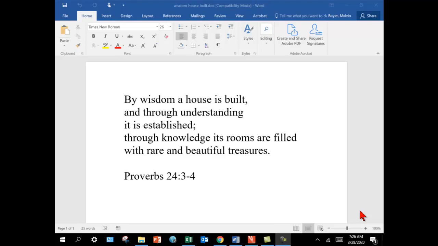Proverbs 24 says, "By wisdom a house is built, and through understanding it is established. Through knowledge its rooms are filled with rare and beautiful treasures." This house could probably be a lot of different things, but one of the things is our lives, our minds. If it's received correctly, I believe knowledge is an inherently positive thing, and so the more the better.